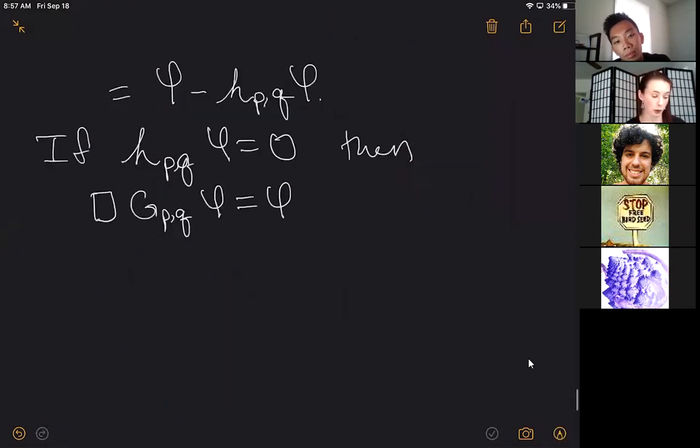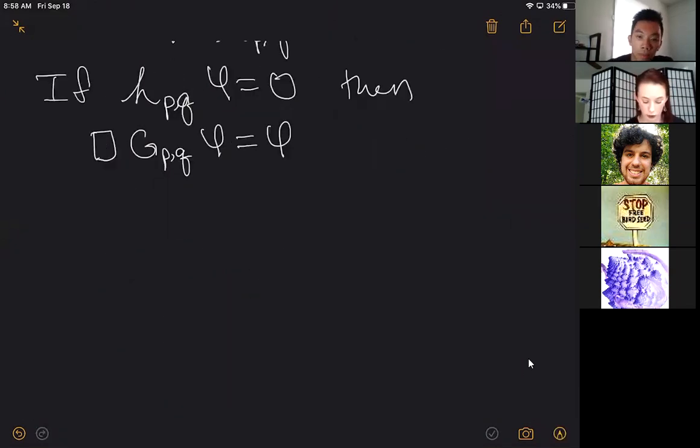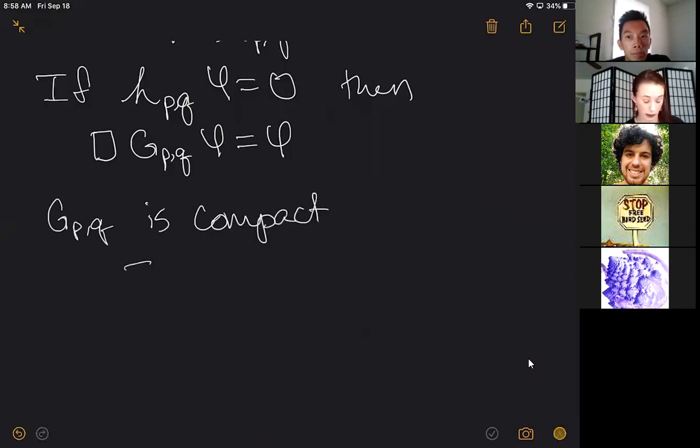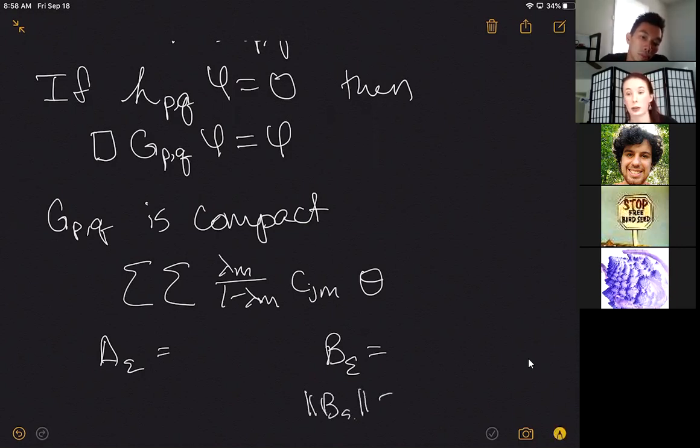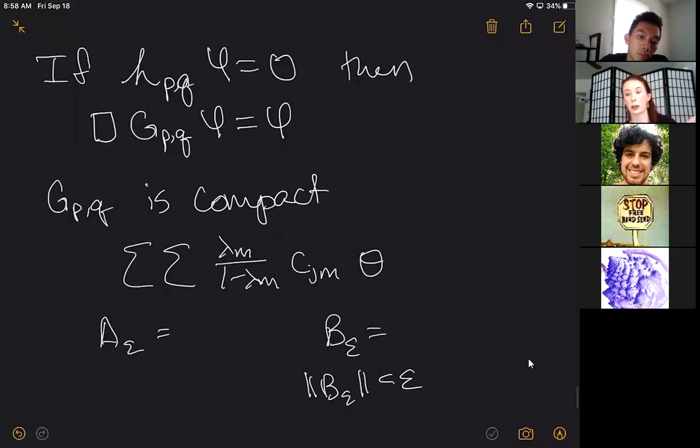The final thing I'm not going to write down, but showing that G sub PQ is compact is just a matter of looking at how it's defined. And you can use that to explicitly write down what your A sub epsilon and B sub epsilon should be, such that G sub PQ is equal to their sum, and the norm of B sub epsilon is less than epsilon, and A sub epsilon is finite dimensional. So you can just look at it and then figure out how to write it down. It's pretty straightforward, but I'm almost at time and I want to stop for questions.